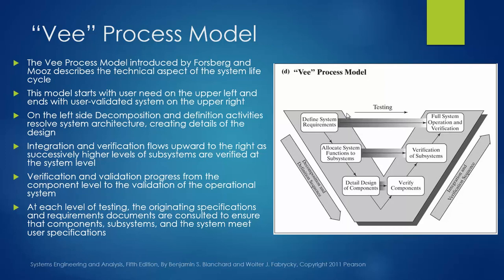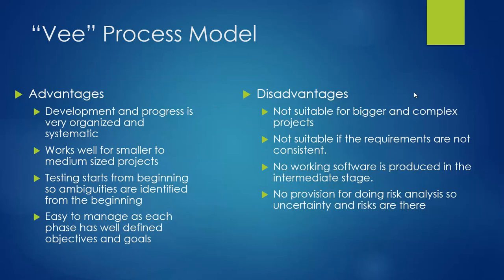During the testing process, the originating specifications and requirements documents are consulted, since we have documentation for everything, so we can go back and consult with those to ensure that components, subsystems, and the system meet user specifications. The development and progress in the V model is very organized and systematic. It will not work if the requirements are not consistent.